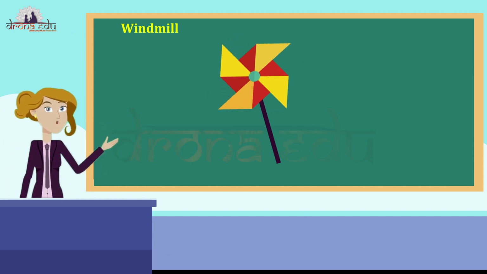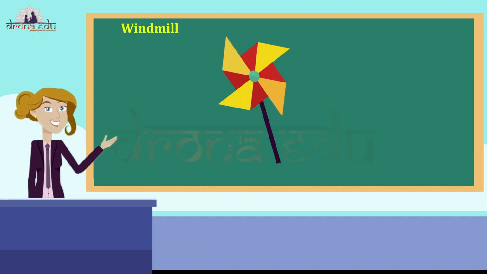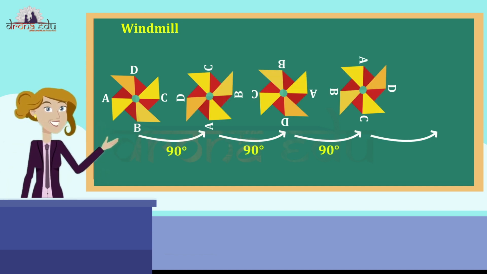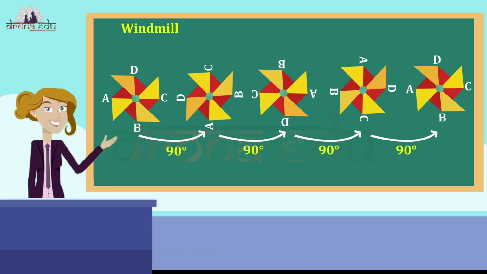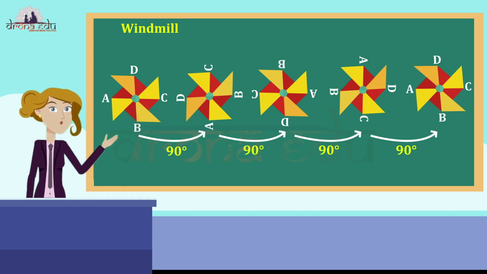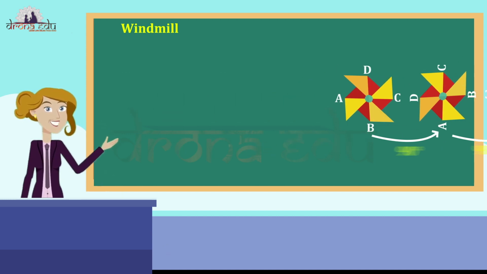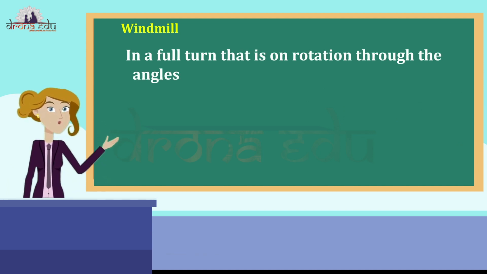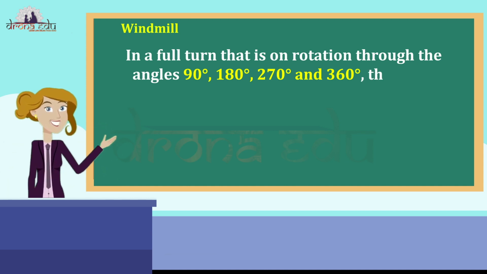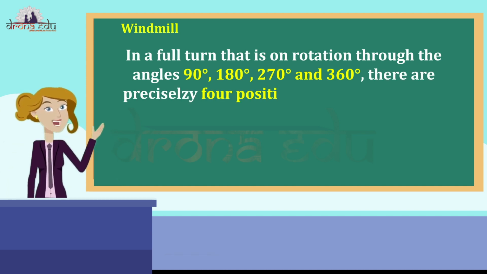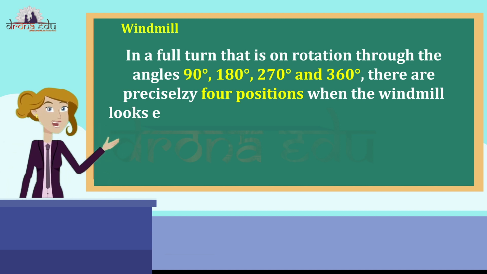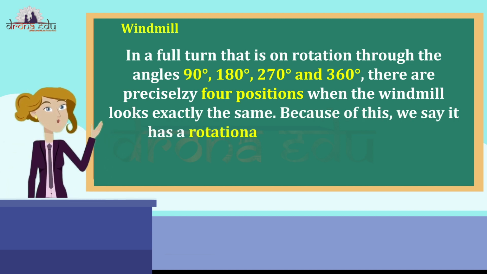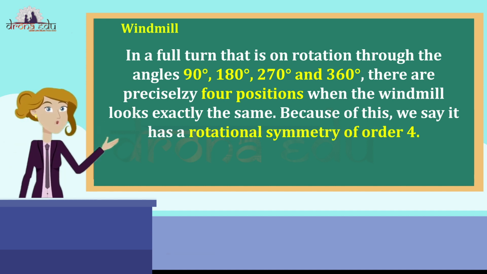No folding can help you to have coincident halves. However, if you rotate it by 90 degrees about the fixed point, the windmill will look exactly the same. We say the windmill has a rotational symmetry. In a full turn, that is on rotation through the angles 90 degrees, 180 degrees, 270 degrees and 360 degrees, there are precisely 4 positions when the windmill looks exactly the same. Because of this, we say it has a rotational symmetry of order 4.